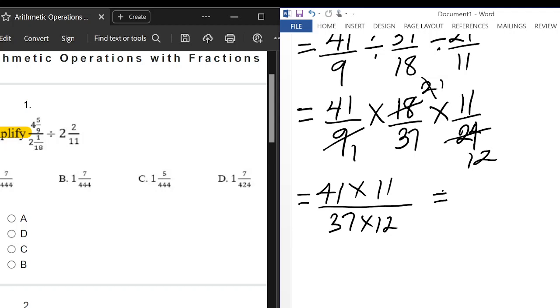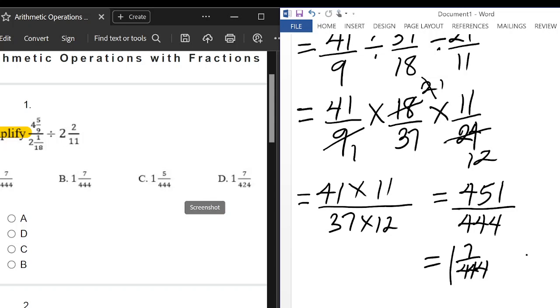So 41 multiplied by 11 gives us 451, divided by 37 multiplied by 12, which gives us 444. As you can see, 444 goes into 451 one whole number. Then 451 minus 444 gives us 7 over 444. Is that clear? So the answer is option D. That's option D, we have it in the options there. Is that clear? So let's move to the next one.